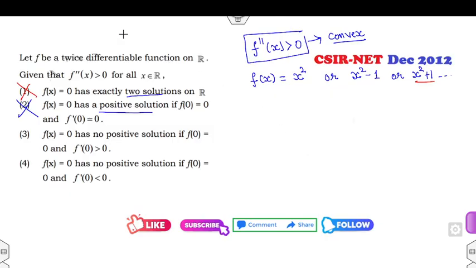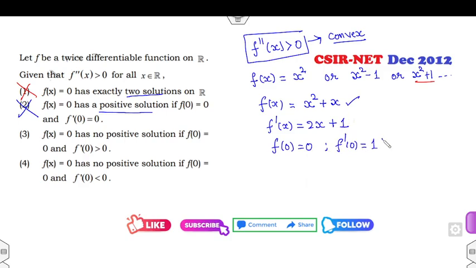Now I will think about another example. F dash of 0 is 0, f dash is greater than 0 or f dash is less than 0. So if I choose x square plus 1, what is my f dash? It is 2x. Then f of 0 is not 0, so you can't consider this. If I choose this part, then it will be plus 1. So then f of 0 is 0, satisfied. F dash of 0 is 1, which is greater than 0.